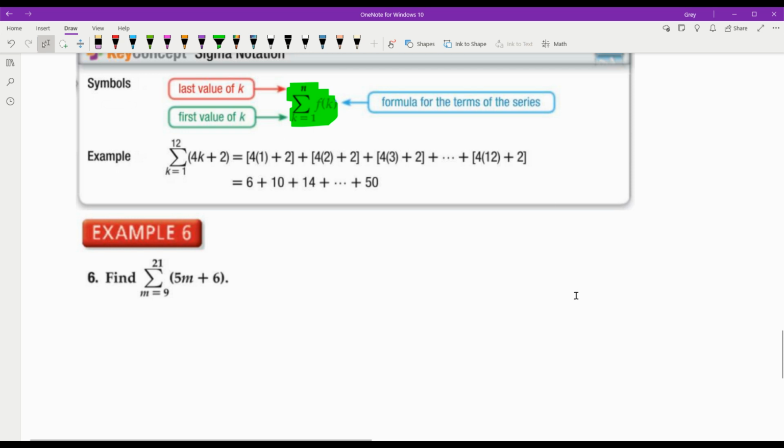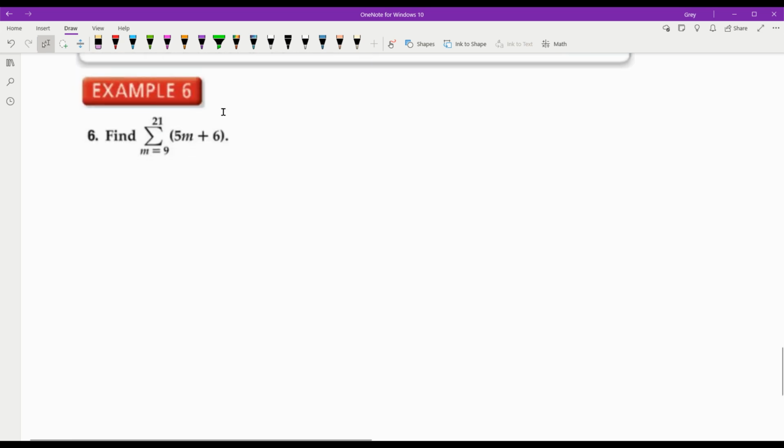So for this example 6, you will have something like this. And the easiest thing is to recognize that it looks like a linear equation. That means this is an arithmetic sequence of numbers. So to find the arithmetic sum, S sub n is n over 2 times the first term plus the last term. So I've got to figure out how many terms I have.